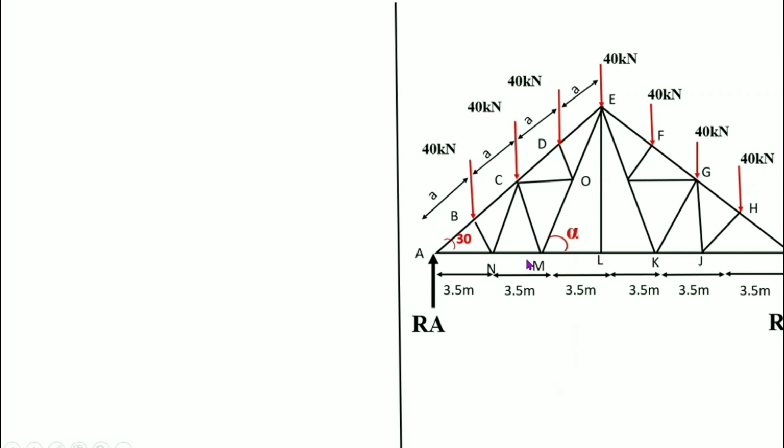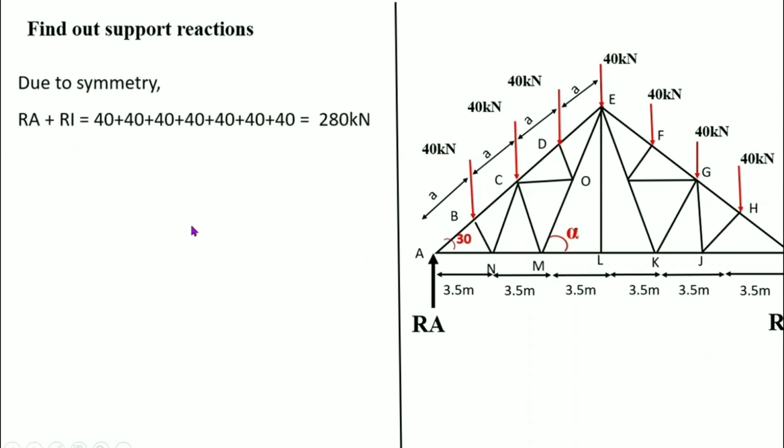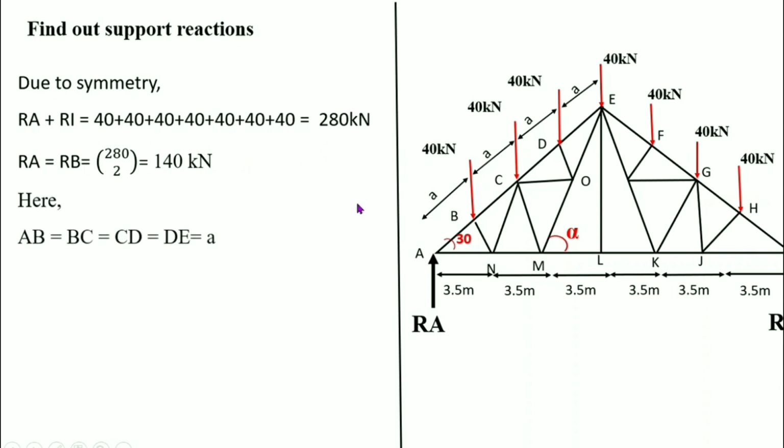This structure is a symmetric structure because both the left and right portions of this structure are the same. So, to find out the support reactions due to symmetry, RA plus RB is equal to total downward forces. The total downward forces are 40 plus 40 plus 40 plus 40 plus 40 plus 40 plus 40. That is equal to 280. RA is equal to RB is equal to half of the total load due to the symmetric structure. Here, AB is equal to BC is equal to CD is equal to DE, that is equal to a.